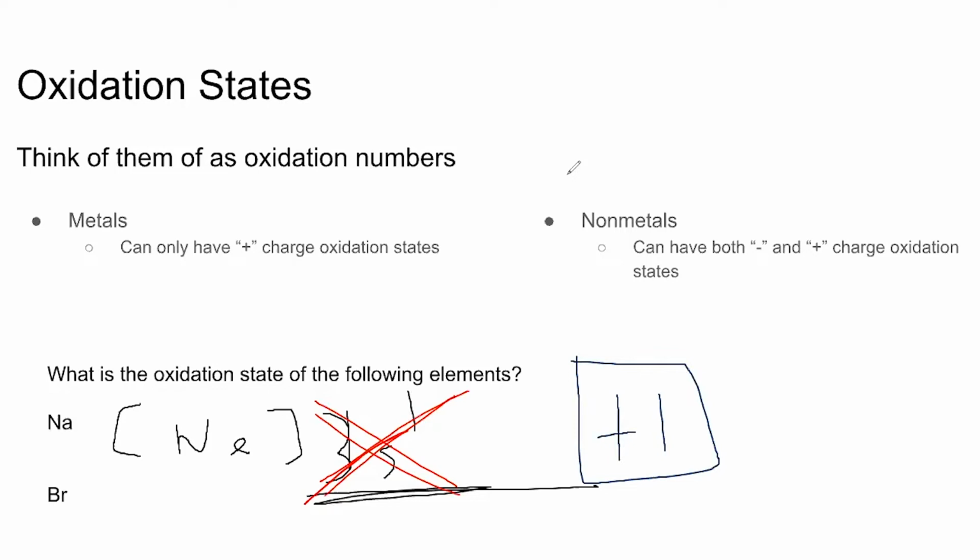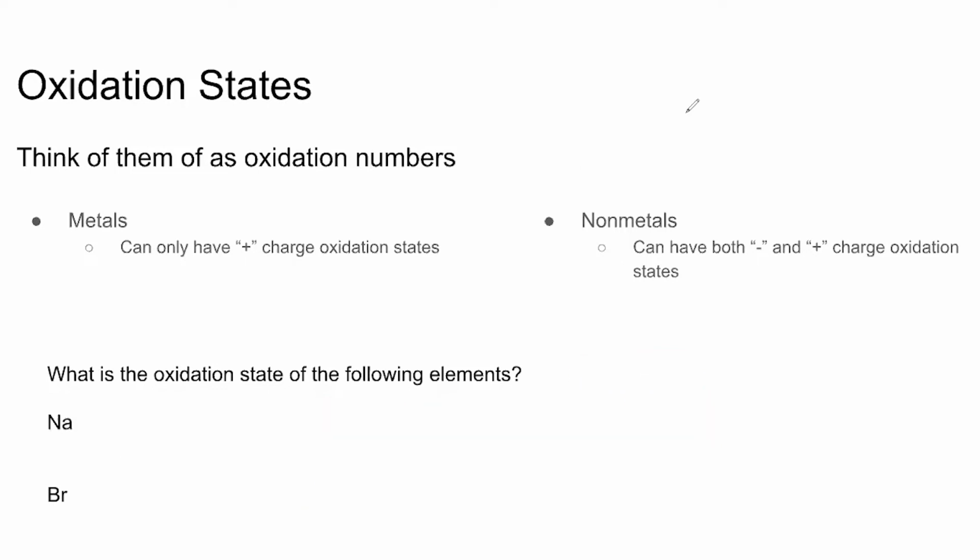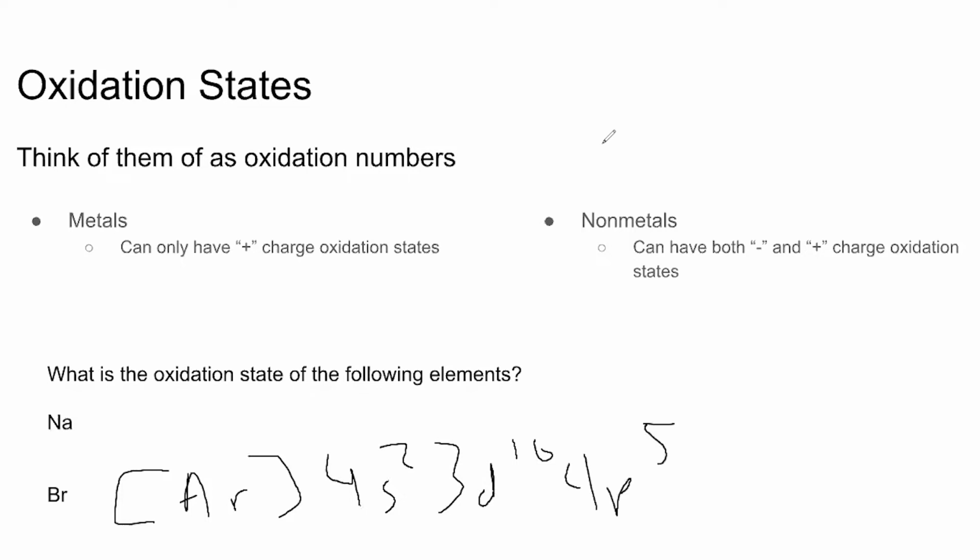However, for bromine, I have to look at this again. Oh, it's so long. Krypton, argon. 4s2, 3d10, and then 4p5. So bromine can have either positive or negative oxidation states.